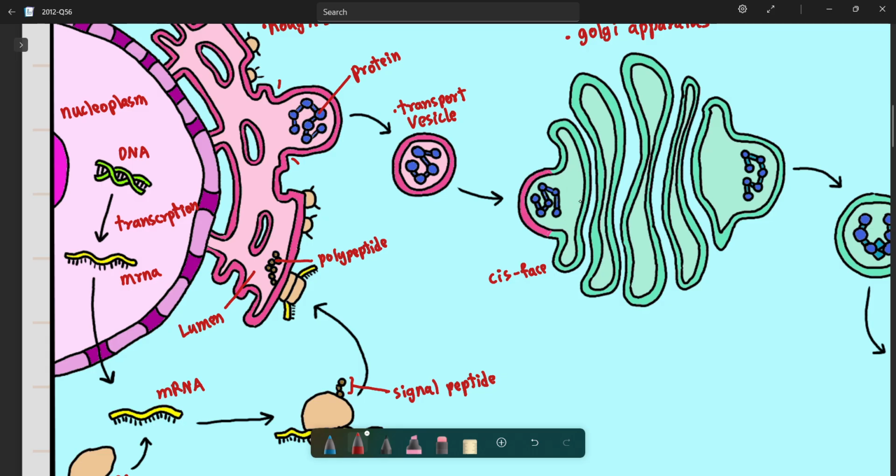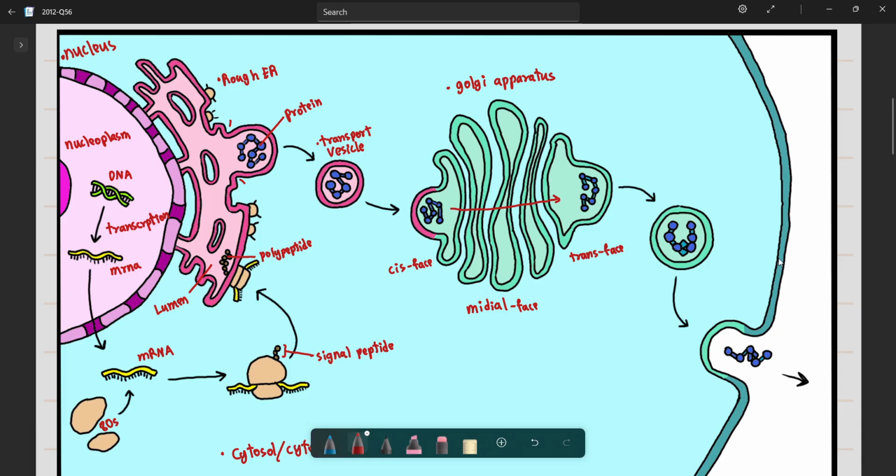Okay, so this protein goes all the way through this membrane-bound sac, the flattened structure of the Golgi apparatus, passing from the cis phase and then the medial phase. Medial phase, or you can say middle phase, and then it finally reaches the final part of the Golgi apparatus, which is known as the trans phase. Okay, trans phase. So this is the trans phase, the part of the Golgi apparatus.